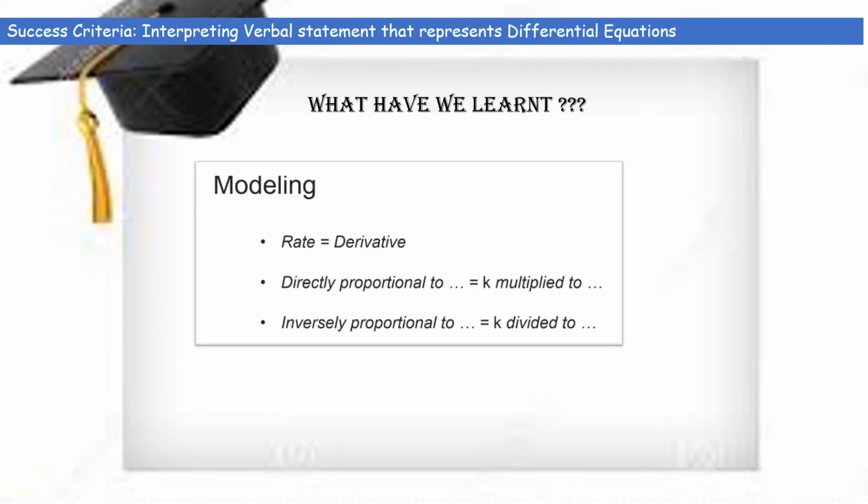So what have we learned today? We have learned that the derivative means the rate of change of something. For example, the rate of change of y with respect to x can be written as dy by dx. When we interpret directly proportional to, we write equals k multiplied by something, and for inversely proportional to, we write equals k divided by something.